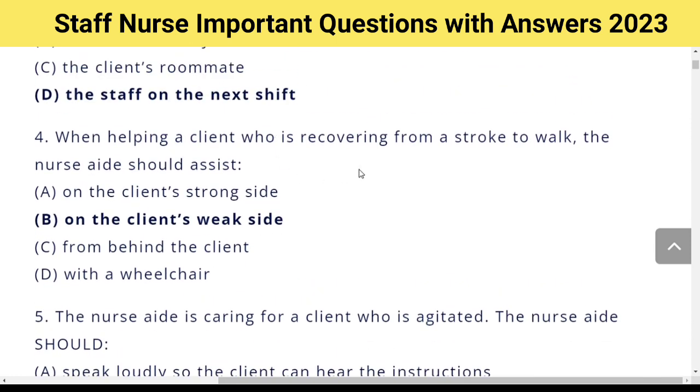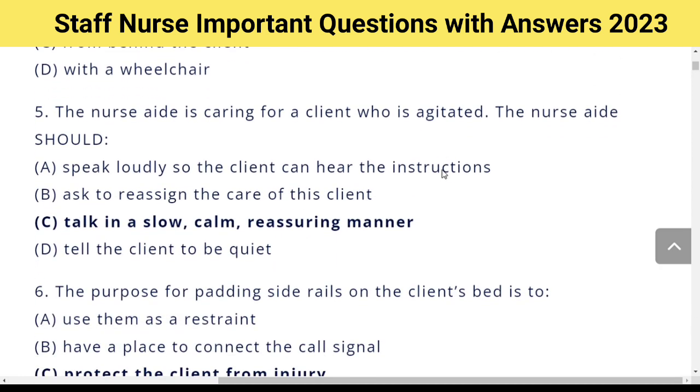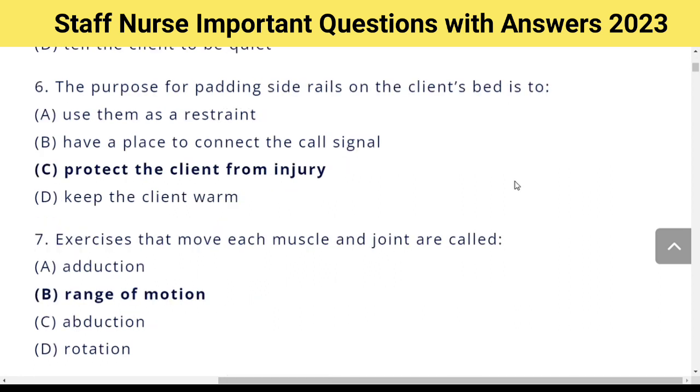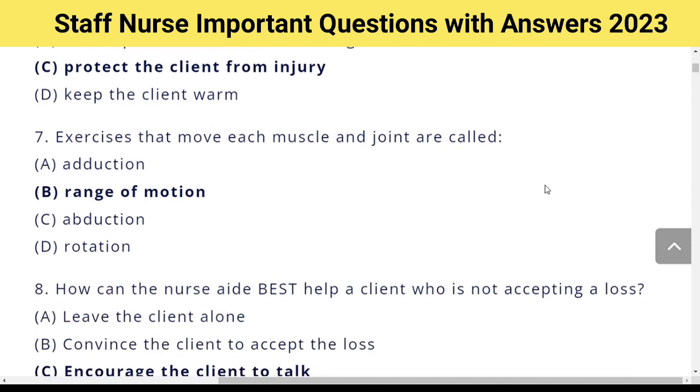Question number 4, when helping a client who is recovering from a stroke to walk, the nurse aide should assist option B, on the client's weak side. Question number 5, the nurse aide is caring for a client who is agitated, the nurse aide should option C, talk in a slow, calm and reassuring manner. Question number 6, the purpose of padding side rails on the client's bed is to protect the clients from injury. Question number 7, exercises that move each muscle and joint are called range of motion.